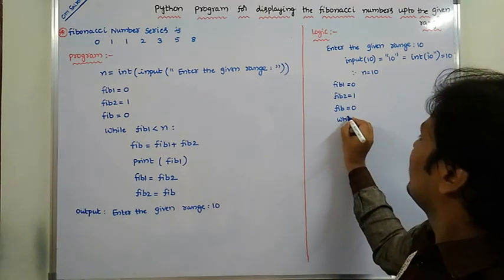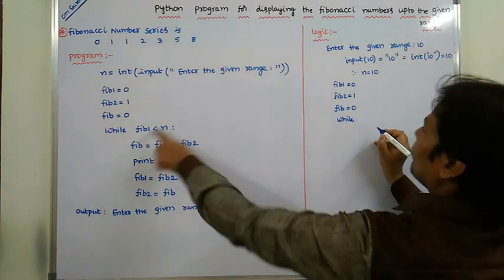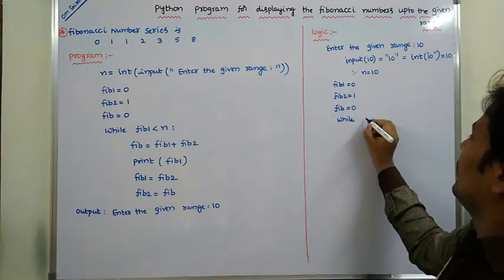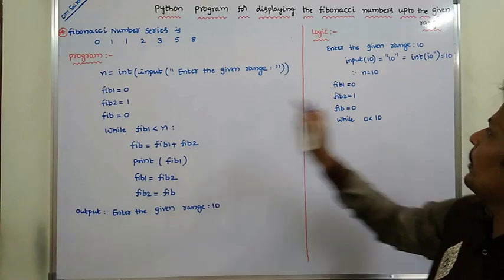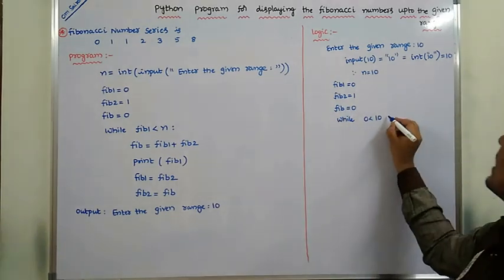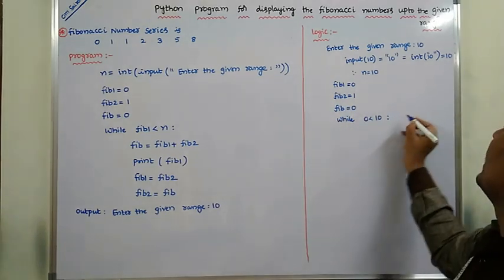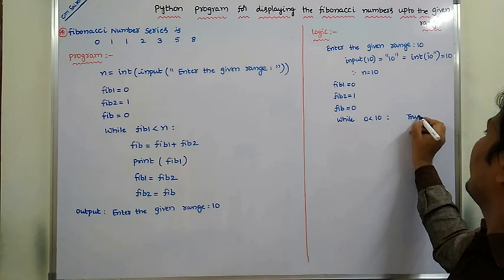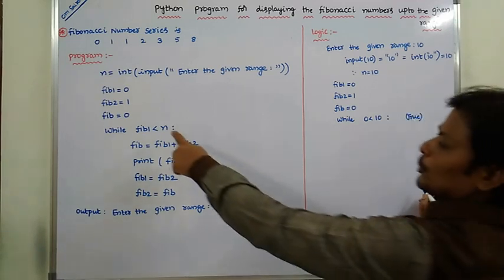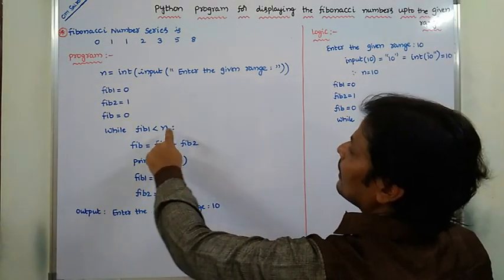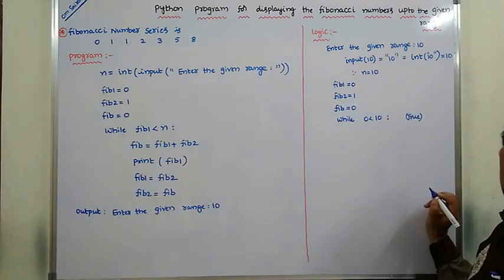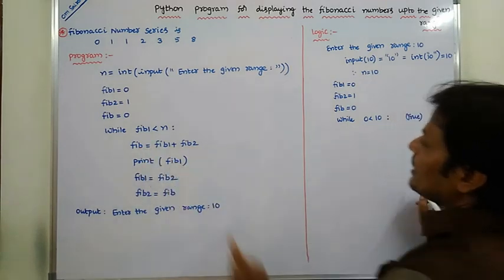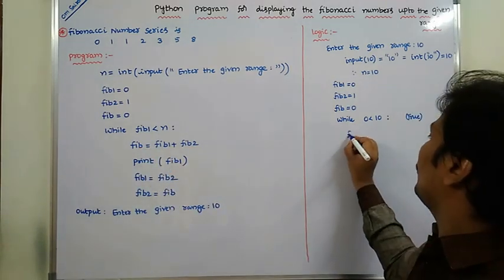While Fib1 value, that is 0, is less than 10. N value is given as 10. 0 less than 10, so what is that? It is true. Whenever the condition is true, the control goes to the statements within the body of the loop. Okay, what are the statements in the body of the loop?